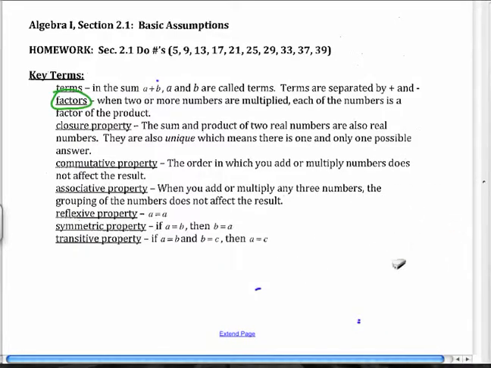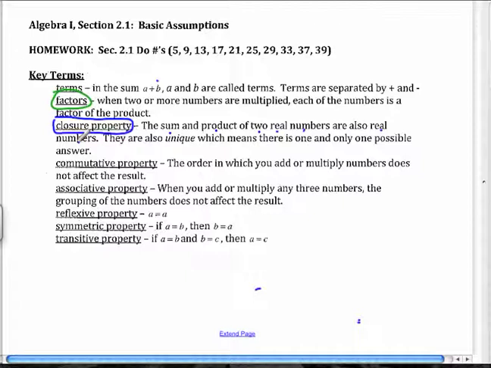Now, I do like this next one, and you know what? It's a subtle concept, not one that we use a lot, but it has a lot of implications, and we'll talk about that later during the year. But this first one, or this term here, is called closure property. And it says the sum and product of two real numbers are also real numbers. Okay? So whenever I add or I multiply two real numbers, the answer that I get, the sum or the product, is also a real number.